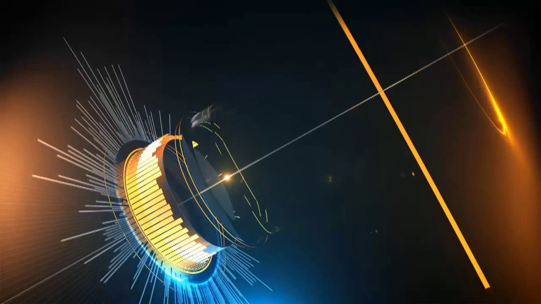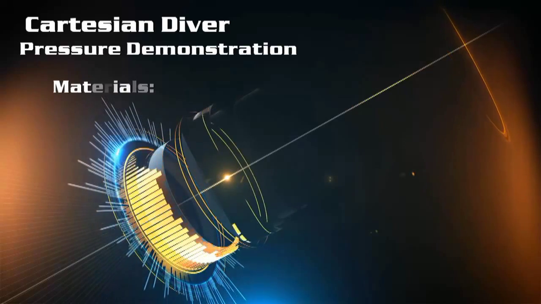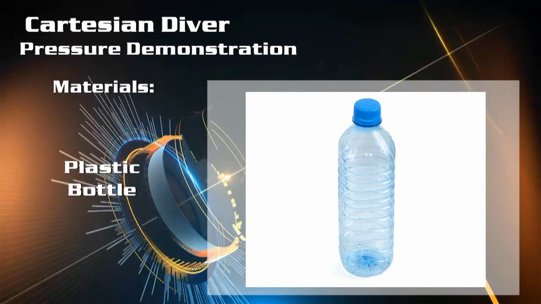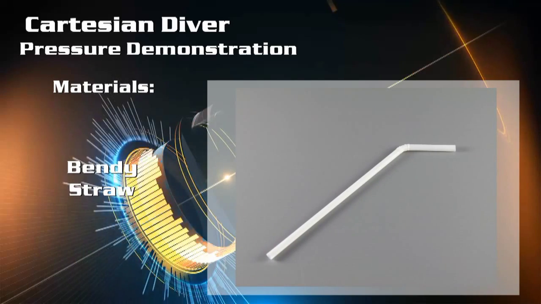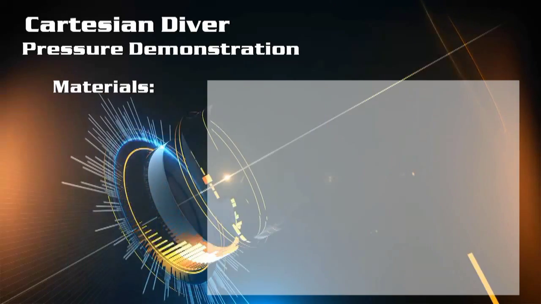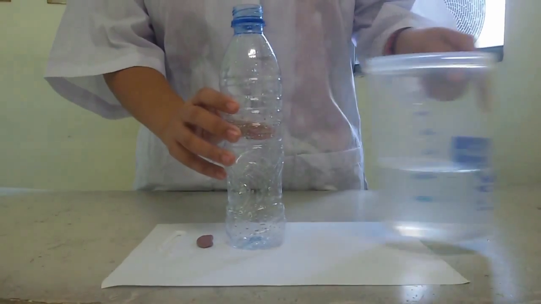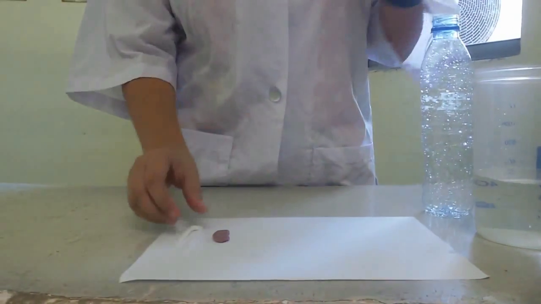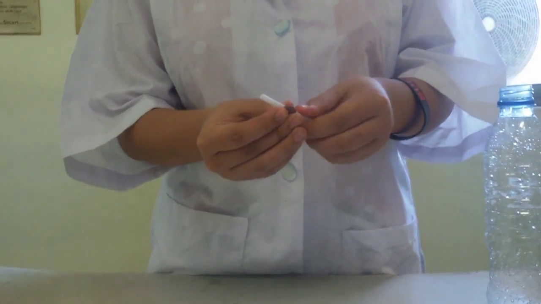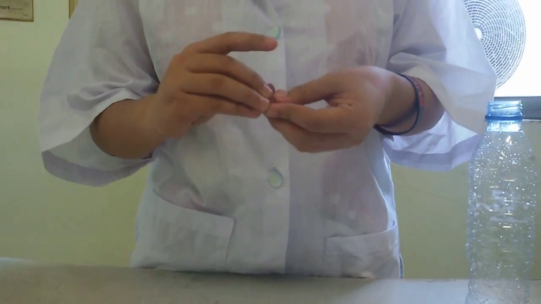Let's have a demonstration on how pressure is involved. The experiment is called the Cartesian diver. For this, you'll need a clay, a plastic bottle, a bendy straw, the longer part of which must be shortened, and water to fill the bottle. First, put a piece of clay in the shorter end of the straw, enough to seal. The excess can be wrapped around the straw.